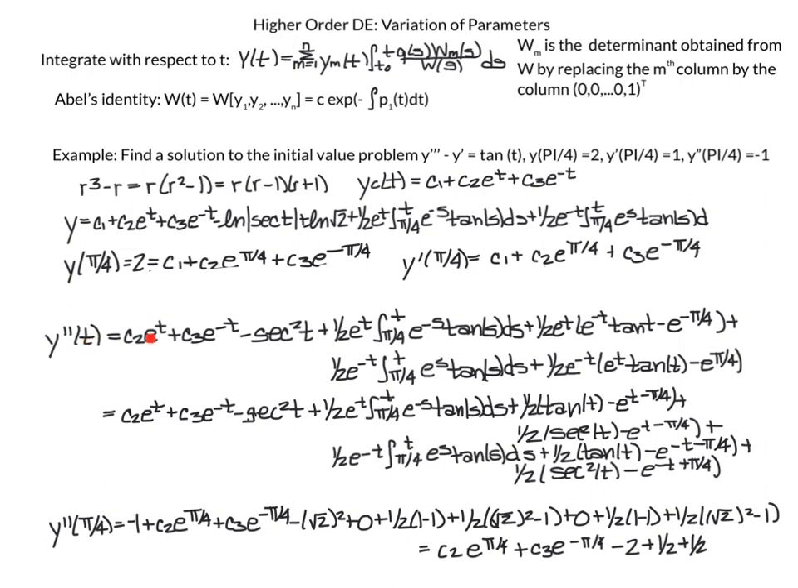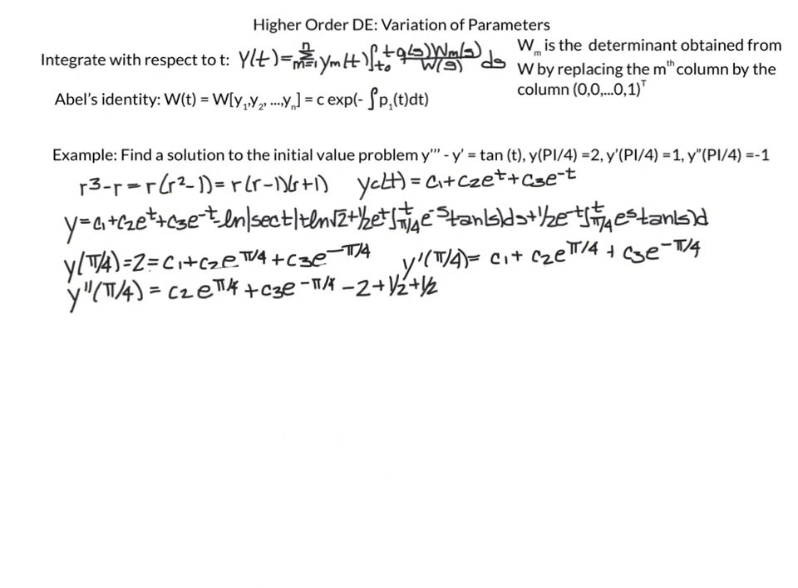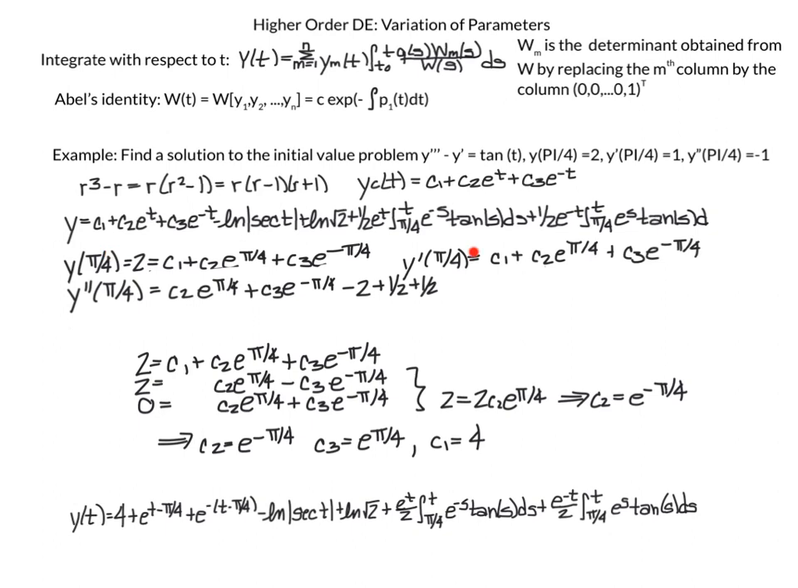So y double prime looks ghastly. It's this much, and then I kind of started to combine terms. And then I plugged in pi over 4, and I get this ending expression, which I have noted here. Using my 3 equations now from my 3 initial conditions, I can solve for C1, C2, and C3, and this is what I get. C1 is equal to 4, C2 is equal to e to the minus pi over 4, and C3 is e to the pi over 4, which means my final solution is first the solution to my homogeneous equation.